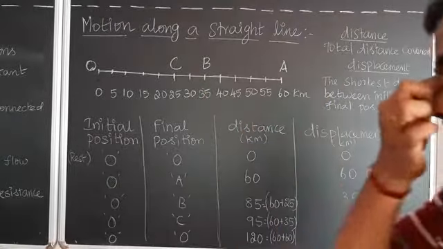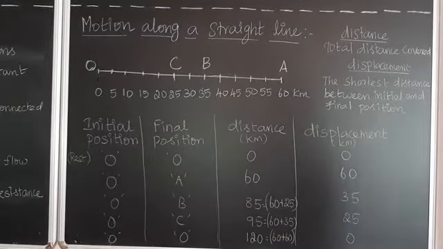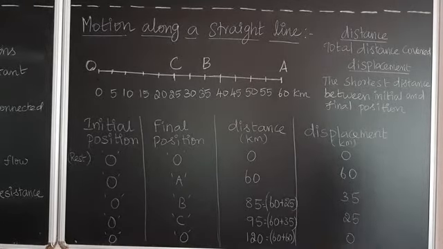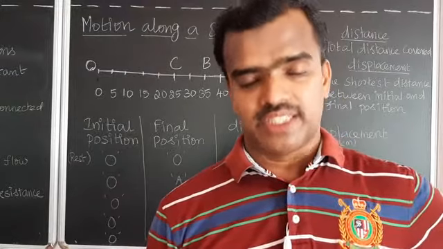From this tabular column, what are you going to identify? Note down and compare the distance and displacement values. Here distance and displacement are equal, here also they are equal, and here the distance is greater than displacement, and here also, and here also the distance is greater than displacement. So displacement cannot be greater than distance.